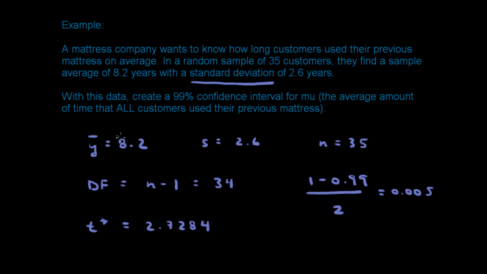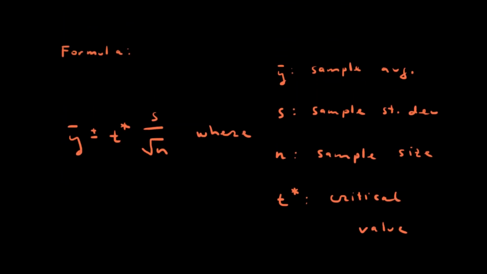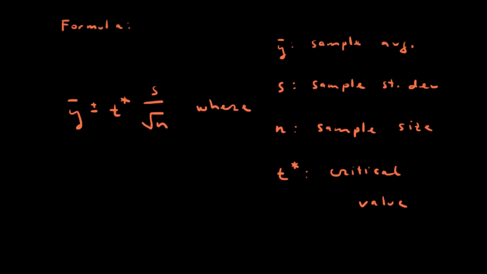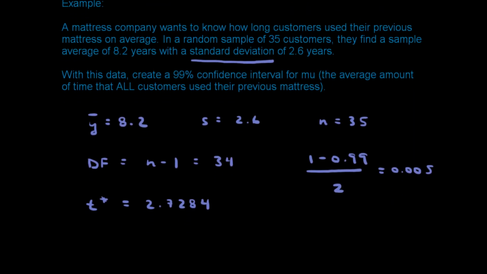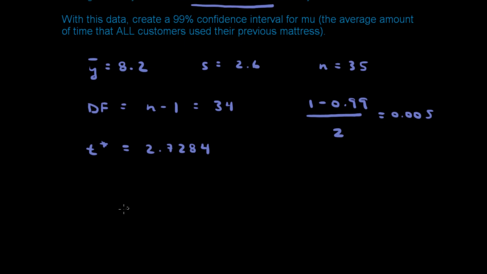Now you have the four numbers you need, the average, the standard deviation, the sample size, and T. So you just plug those four numbers into this equation up here. And you would get 8.2 plus or minus 1.1991. So this would be T star times S over root N. This is called the margin of error.